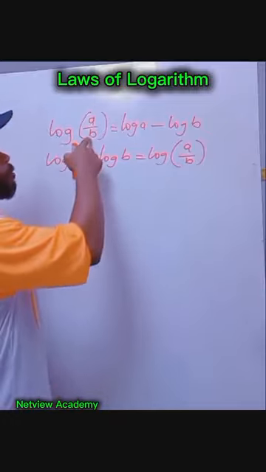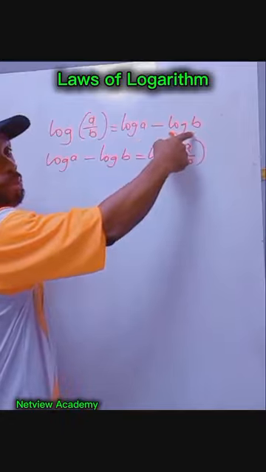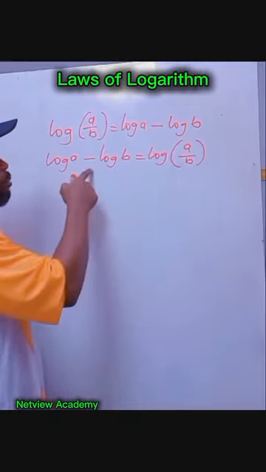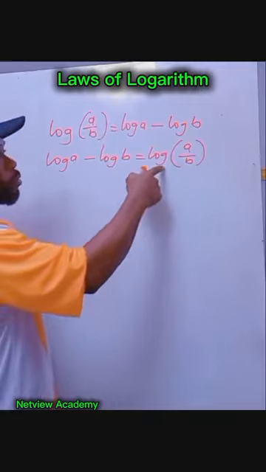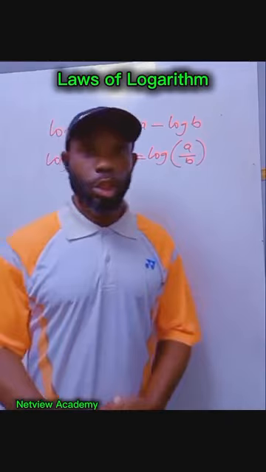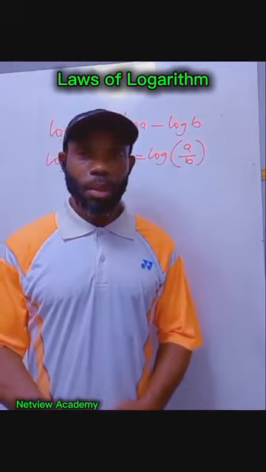Log a over b is equal to log a minus log b. We can rewrite this expression as log a minus log b is equal to log a over b. This is the quotient law of indices. Let me show you how to apply this law.